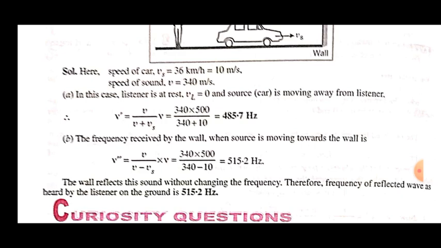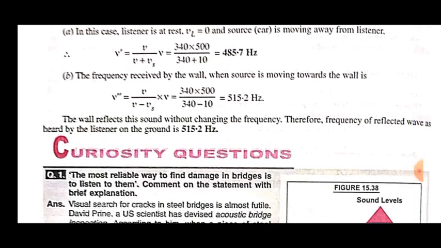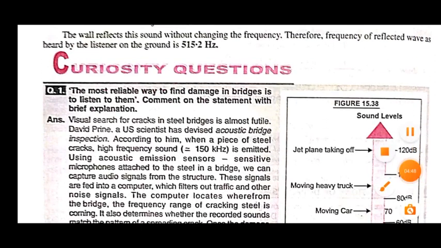In the second case, the frequency received by the wall when the source is moving towards the wall is given by nu double dash equals nu upon V minus Vs, because the source is now going in the same direction. That is obtained as 515.2 hertz. The wall reflects this sound without changing the frequency. Therefore, the frequency of the reflected wave as heard by the listener on the ground is 515.2 hertz. So I think this question is now very clear.